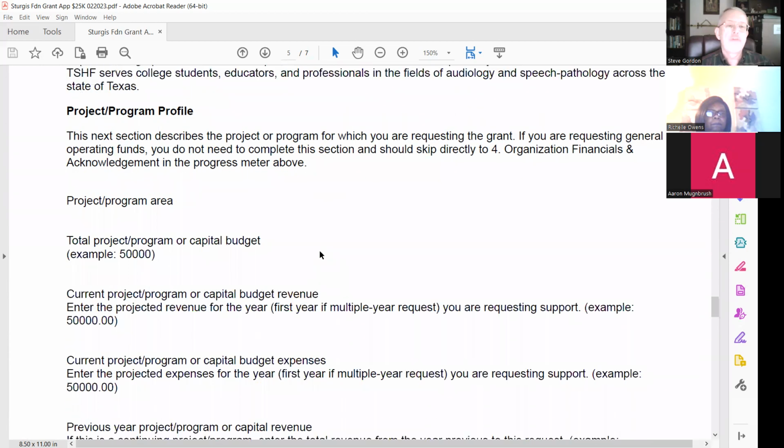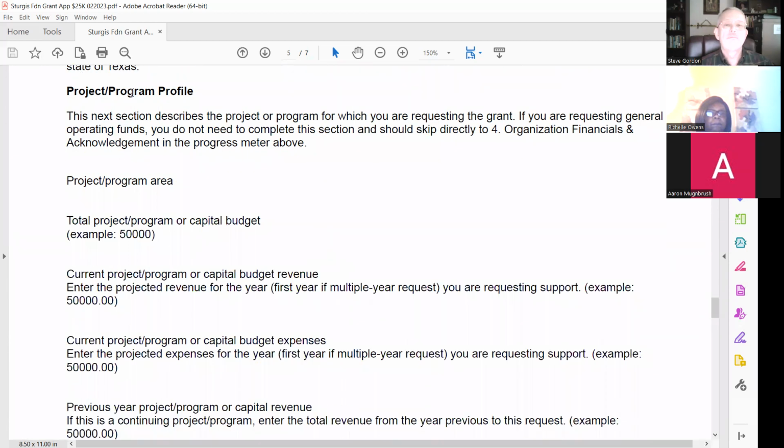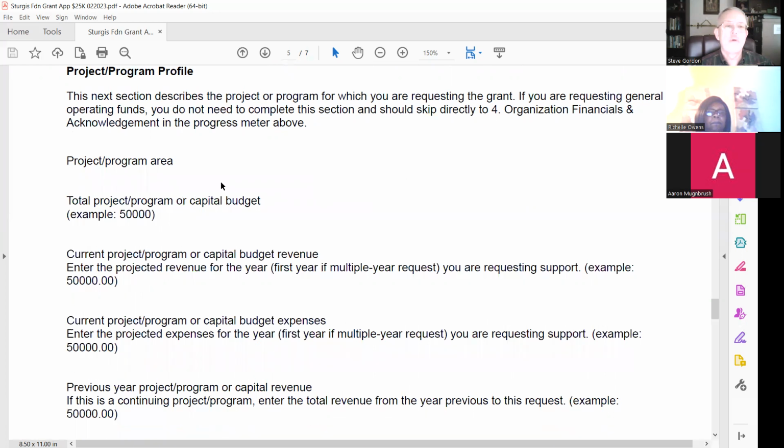Okay, so then they want to give you space to talk about your project. Well, you're not doing a project, you're doing general support, right? General operating funds. And it says if you're doing general operating funds, just skip this part and go to the next part. So that's what we did. We didn't put anything here or here because we're not asking for specific project money. So you can just skip. Those are optional fields. They're not mandatory.